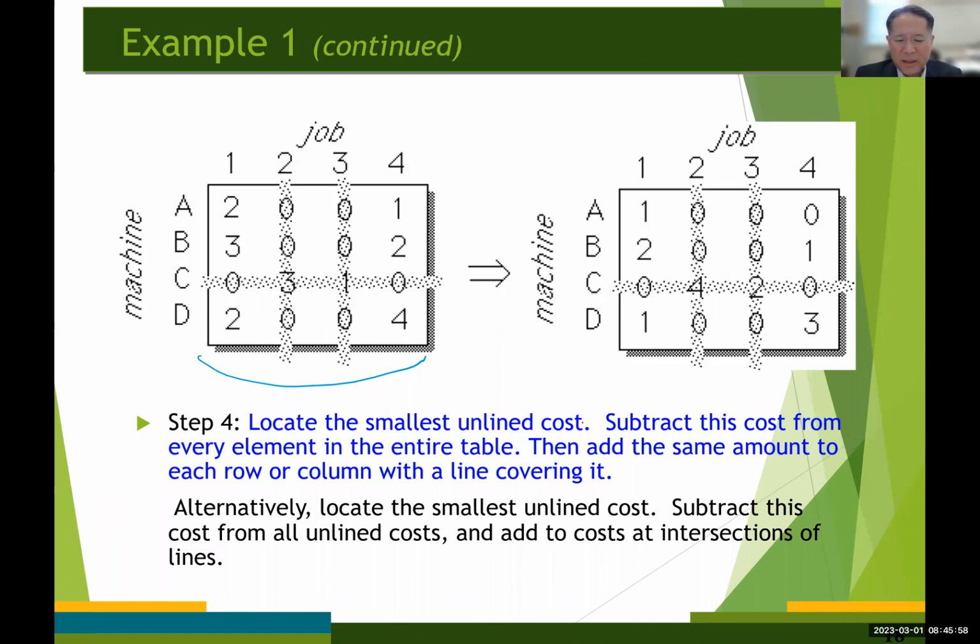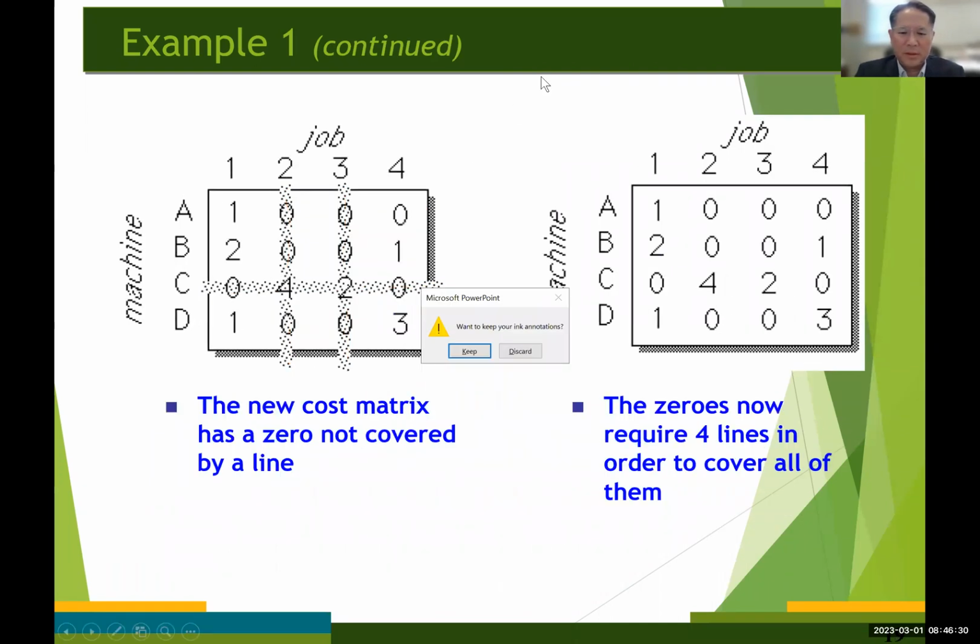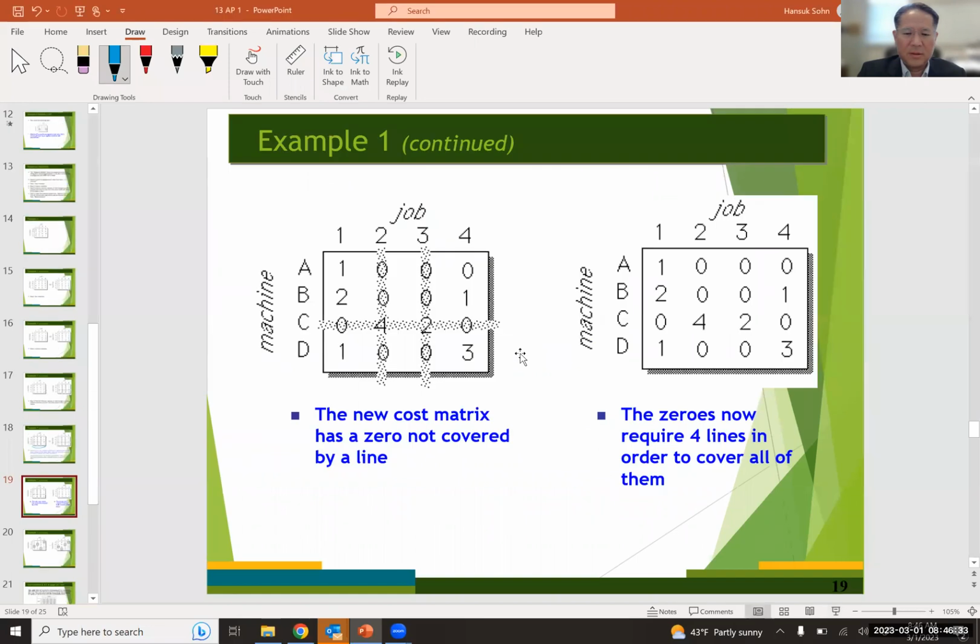So notice that the smallest uncovered cost is 1 here. All right, so these are the 3 lines we draw, and the smallest uncovered cost is 1. Okay, so we're going to subtract the same amount, 1, from every uncovered element in the table. Okay, so to do that, let me open the Excel spreadsheet.